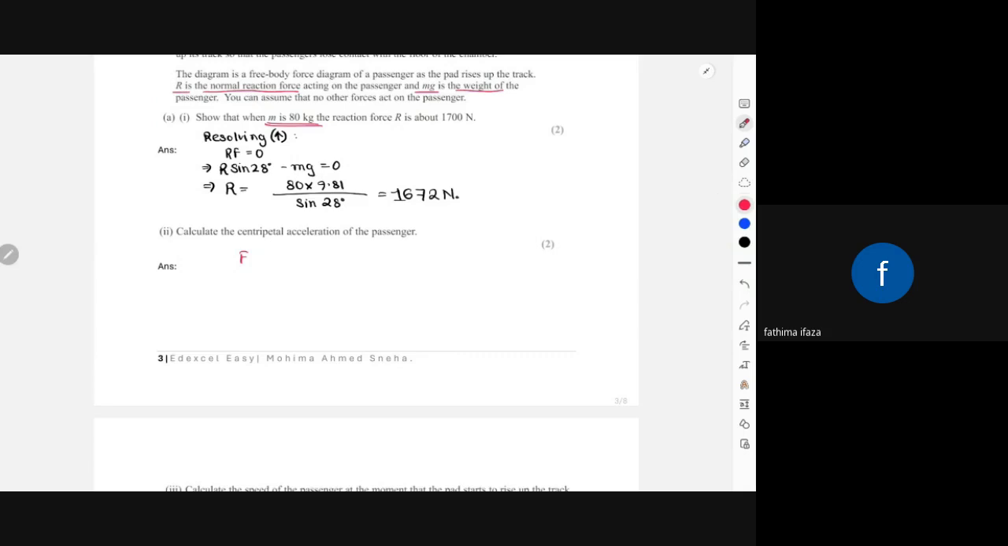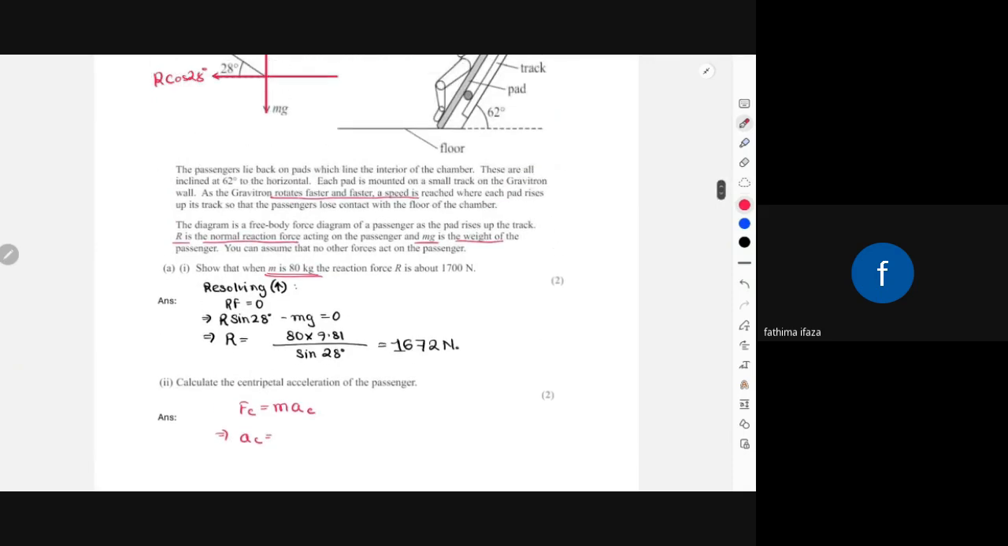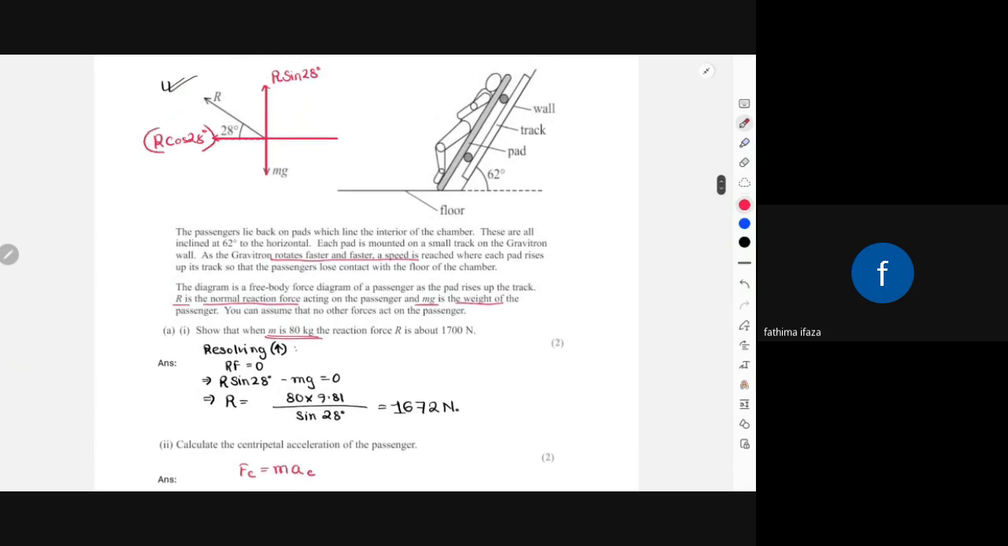The equation may be... we need to calculate the centripetal acceleration. We just need to use Fc equals m ac. In that case, ac turns out to be Fc over m. And Fc was what? Over here, only this is acting towards the center of the circle.